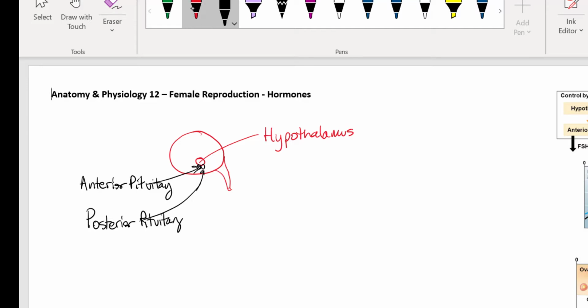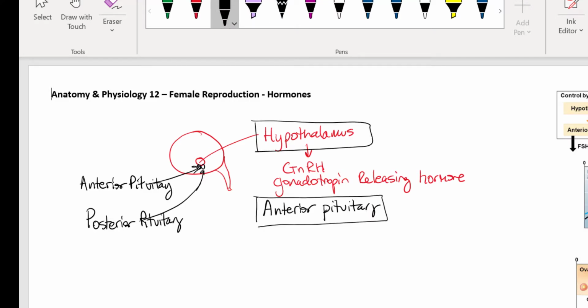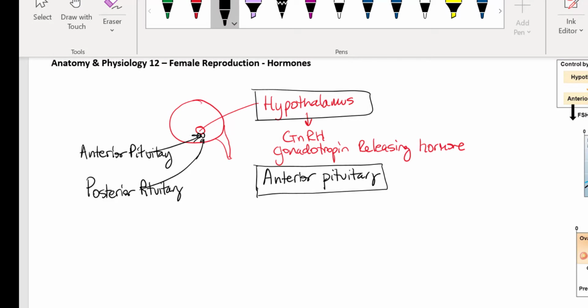So the hypothalamus is going to release, just like in males, gonadotropin releasing hormone. And it targets the exact same thing as in males, the anterior pituitary. And it causes the anterior pituitary to release two hormones that we know all about already: follicle stimulating hormone, FSH, and also luteinizing hormone, which is LH.